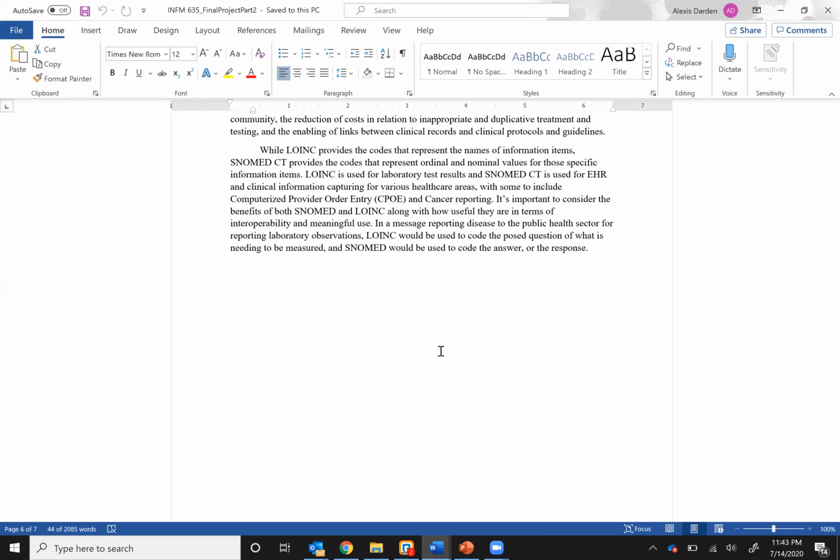It's important to consider the benefits of both SNOMED and LOINC, along with how useful they are in terms of interoperability and meaningful use. In a message reporting disease to the public health sector for reporting laboratory observations, LOINC would be used to code the posed question of what needs to be measured, and SNOMED would be used to code the answer or the response.